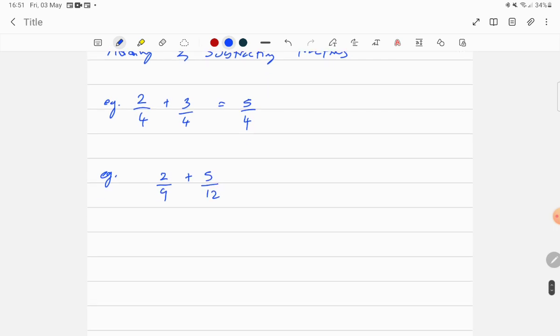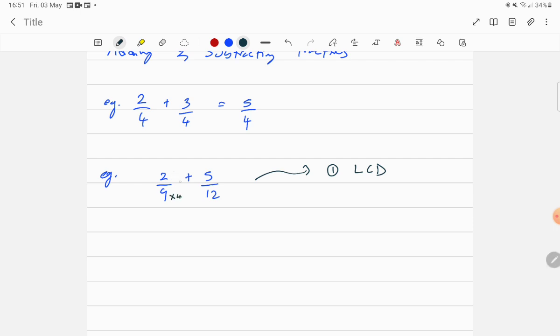So you see now you have a problem where these denominators are different, and in order for us to add or subtract fractions, so this works for addition and subtraction, we need to find the lowest common denominator, our LCD. So what number can fit into both 9 and 12? The lowest common multiple between them, and that would be 36.